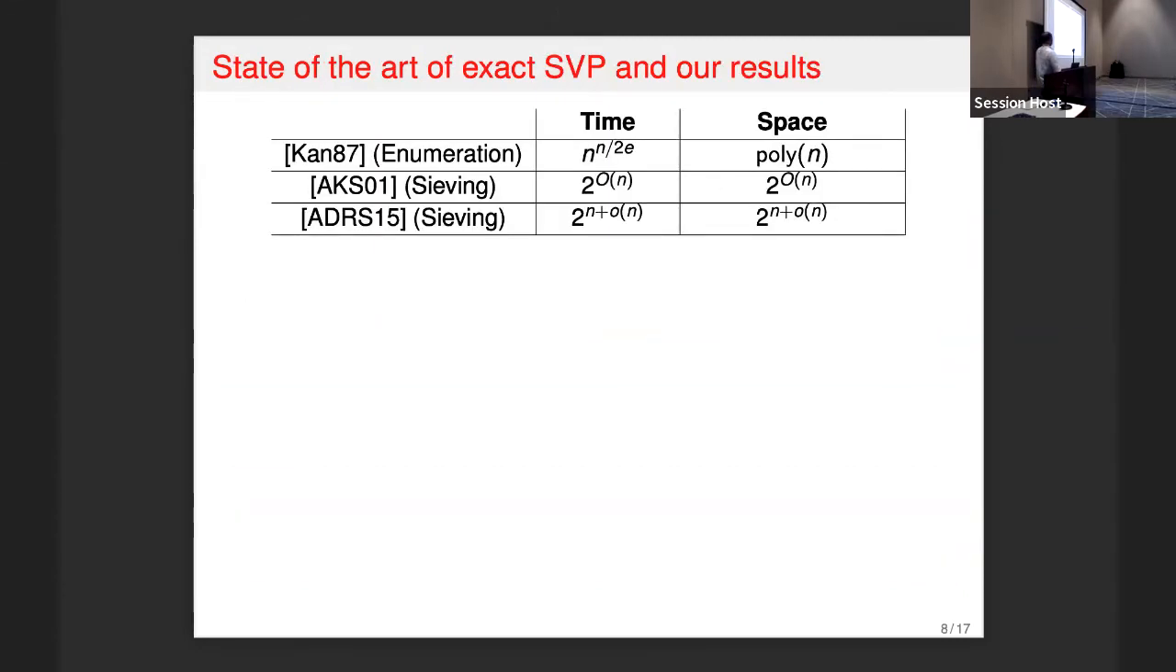There are two different classes of algorithms. One is enumeration, initiated by Kannan in 1987. He gave an algorithm with super exponential time that required polynomial space. The second class, given by Ajtai, Kumar and Sivakumar, is known as sieving. They give an algorithm which takes exponential time and exponential space. And after a series of works, Aggarwal, Dadush, Regev, and Stephens-Davidowitz gave an algorithm that takes 2 to the n time and 2 to the n space. Prior to our work, this ADRS15 algorithm is also the fastest classical and quantum algorithm for the exact shortest vector problem.